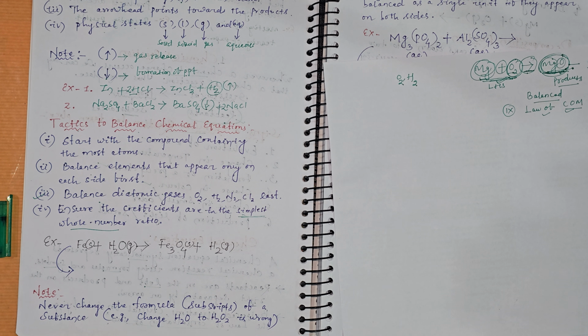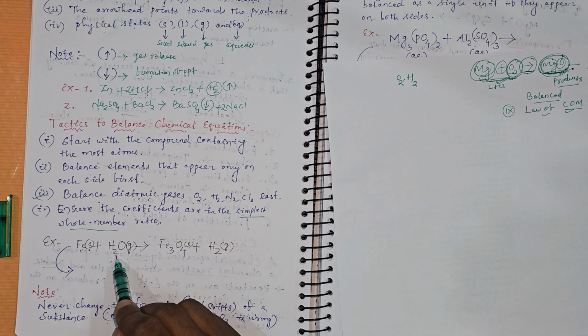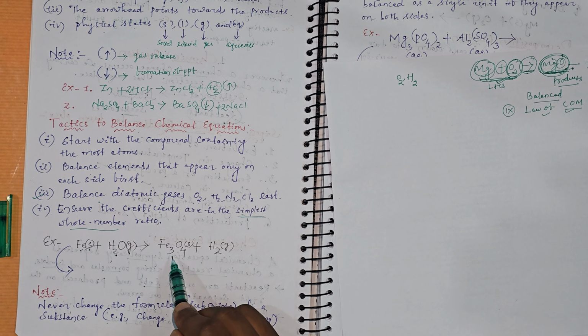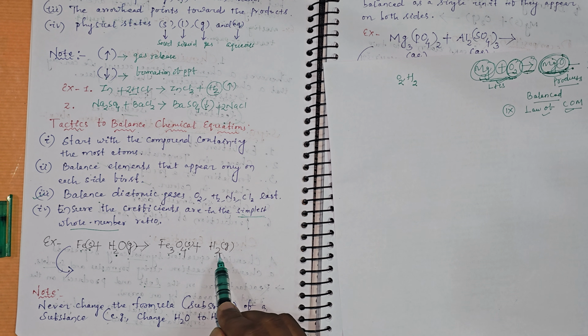For example, I'm going to take another example to understand the concept even better. I have taken iron, and iron is in which state? Metal means solid state. I have taken water, but in the condition of steam. Steam means gaseous state. Then it gives rise to Fe3O4, one of the iron oxides, which is in solid state, and then hydrogen is in the gaseous state. How to balance?